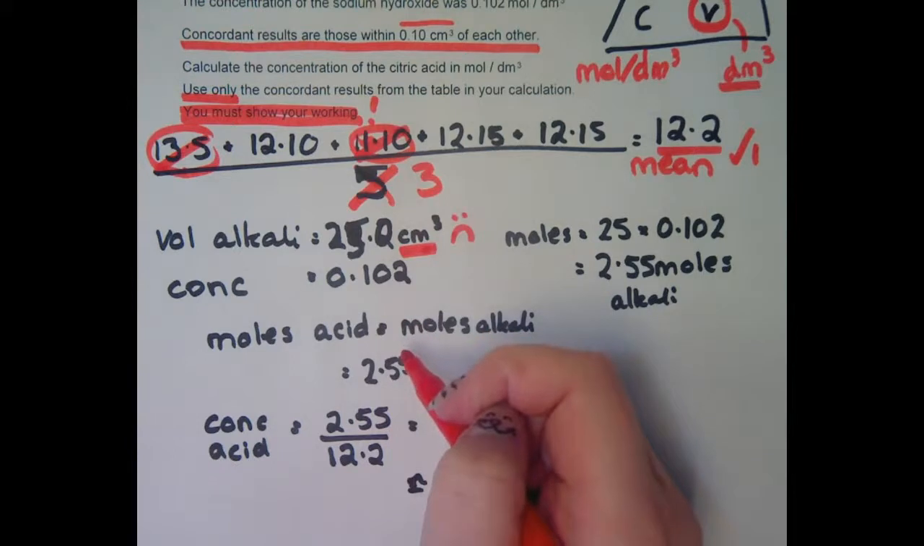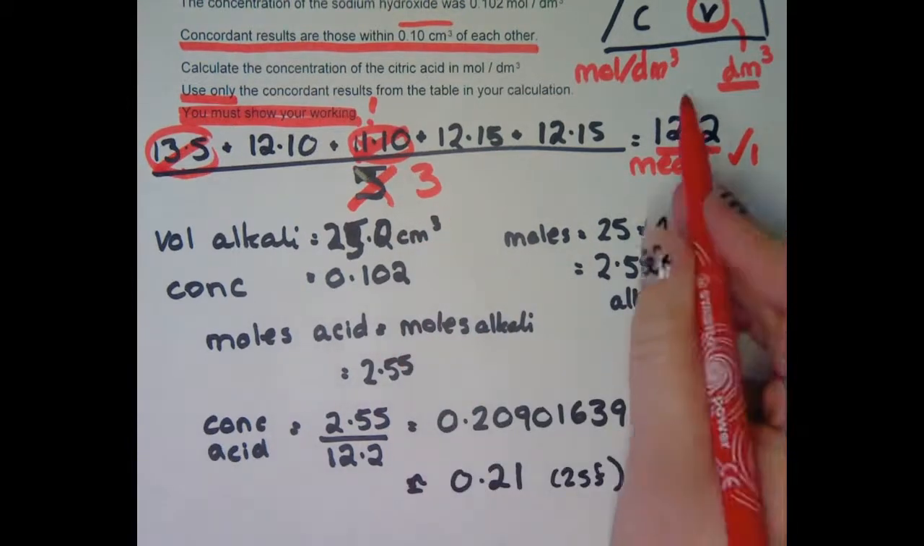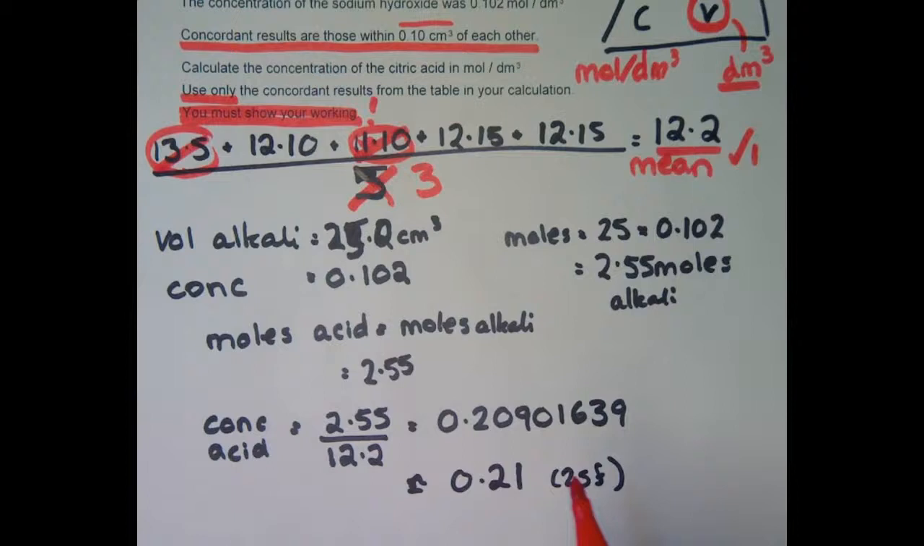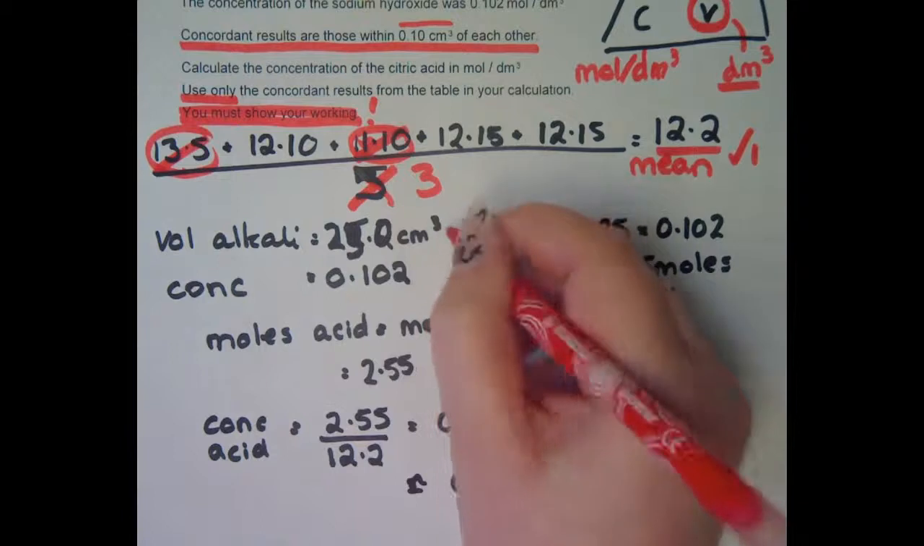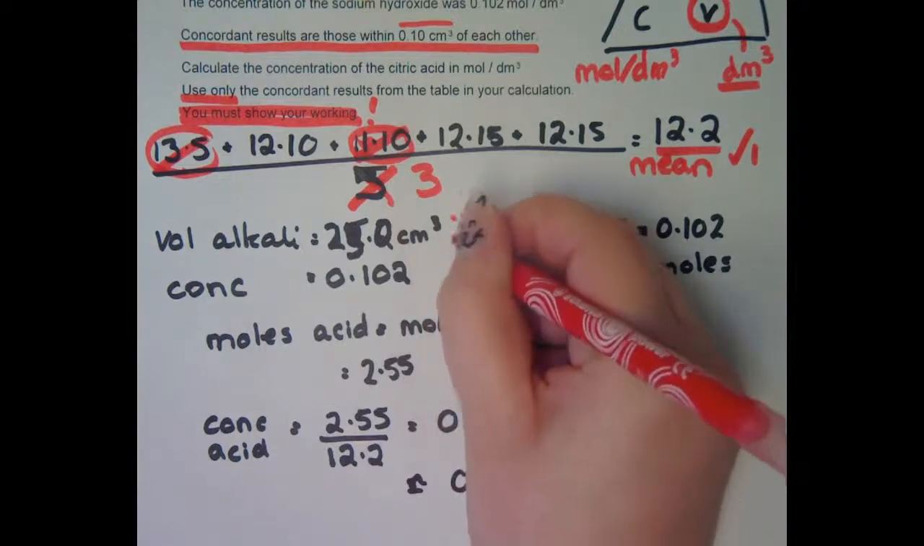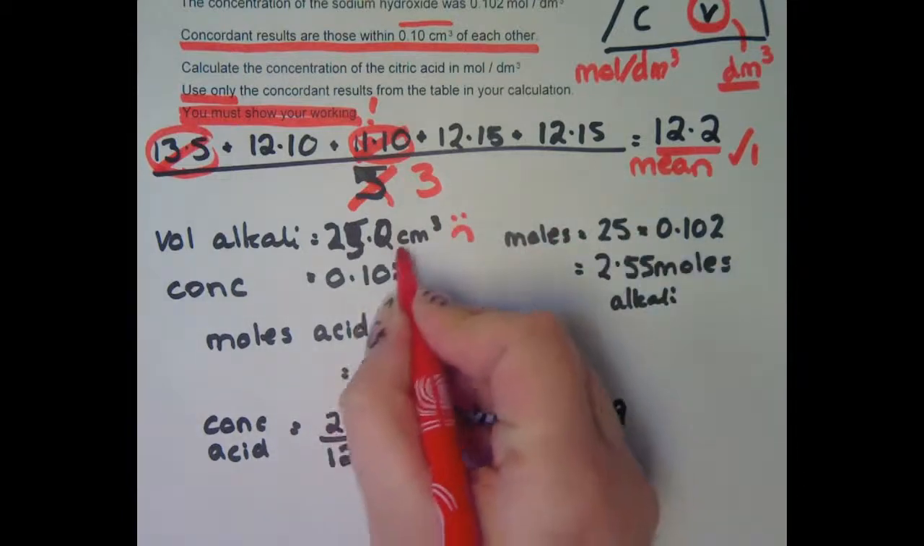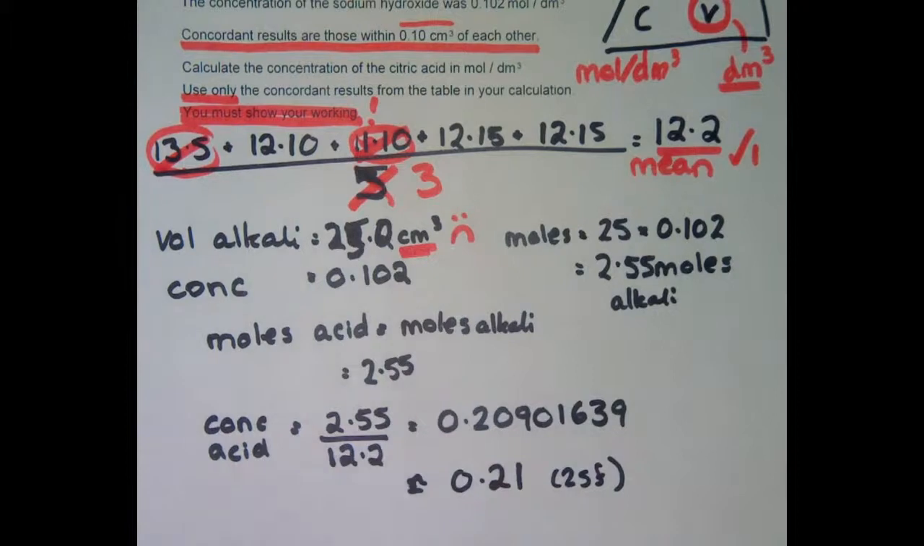Next, they have got these separate volumes here, 12.2 centimetre cubed from their answer there, and 25 centimetre cubed just from the original question. They have forgotten to convert from centimetre cubed to decimetre cubed. So what they would need to do is just divide by 1,000.